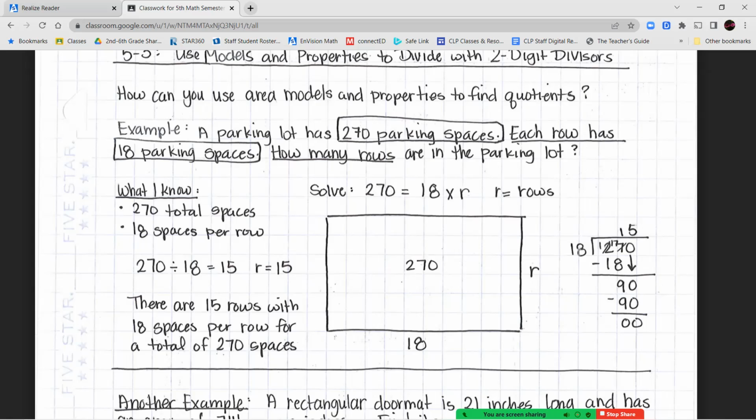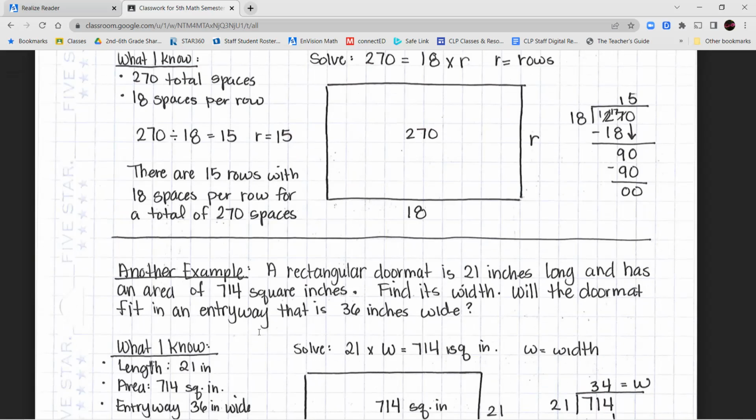Well, we know 10 groups of 18 is 180. So 5 groups of 18 will give me 90, which is half of 180. I put the 5 up here, 18 times 5 equals 90. I subtracted the 90 and had no remainder left over. So I figured out that 270 divided by 18 equals 15. My R, my number of rows, is 15. There are 15 rows with 18 spaces in each row. I could also plug this back in and multiply, 15 times 18 to equal 270. That's a way I can check my work.